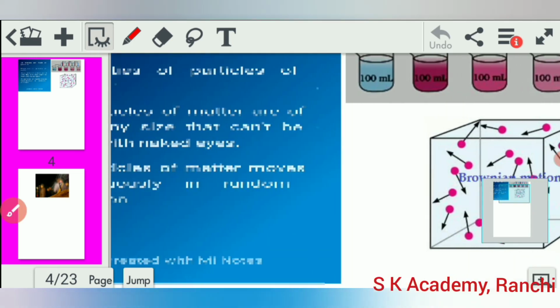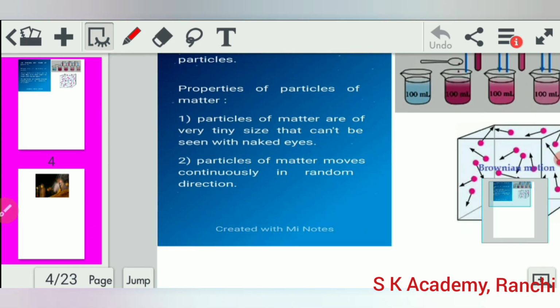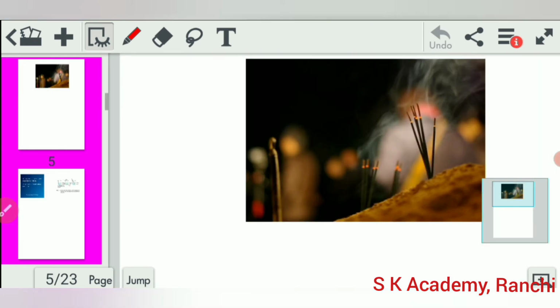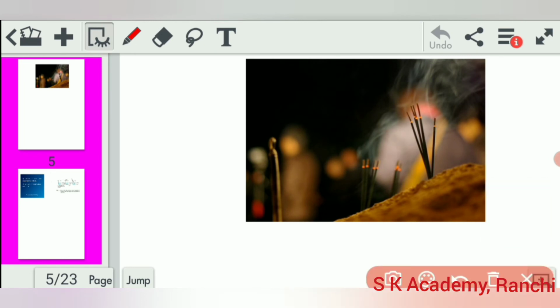Okay, now let us move to another picture I would like to show you. In this picture you see incense sticks, and the smell reaches your nose. How does it reach your nose? It reaches because incense particles move continuously and they can move in every direction and reach your nose. So this is a very interesting example given in NCERT.